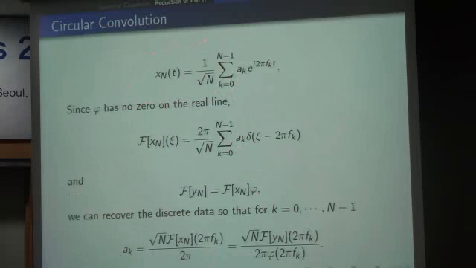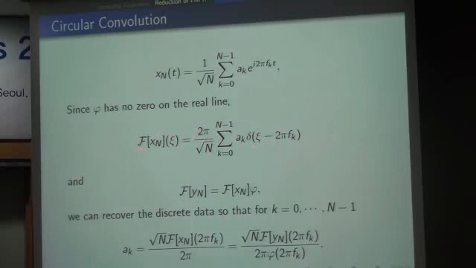And x of n is this OFDM signal, and phi has no zero on the real line. Take the Fourier transform of this one, then this is just the delta function. And y, the Fourier transform of y_n, is the Fourier transform of x_n times phi. So we put the 2 pi f_k here, then we have the data a sub k.